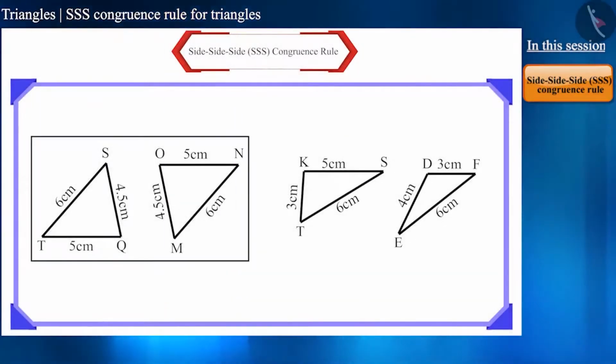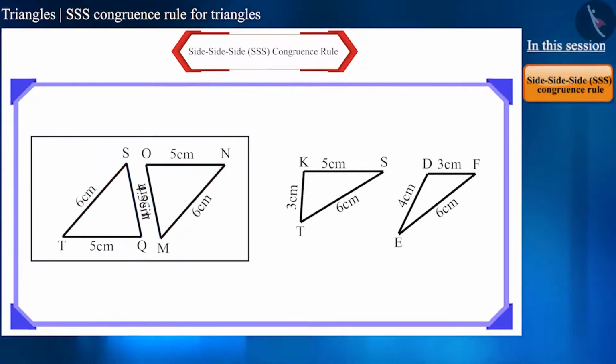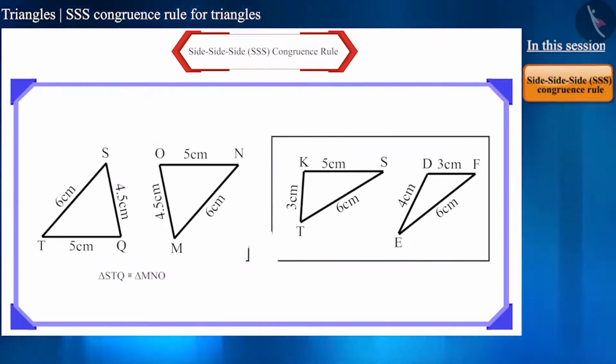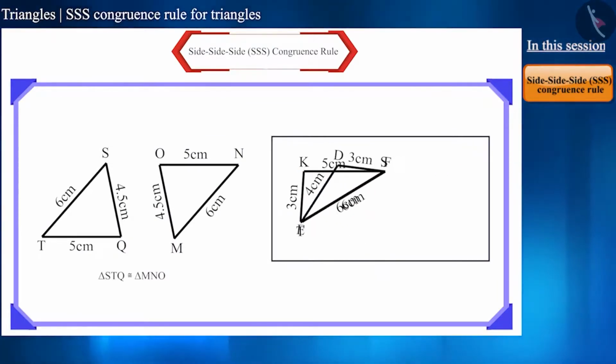Observe the first pair. The three sides of the first triangle are equal to the three sides of the other triangle. That's why they are covering each other completely. Therefore, these triangles are congruent. In the second pair, two sides of the triangles are equal, but the third side is not equal. They don't completely cover each other. That's why these two triangles are not congruent.